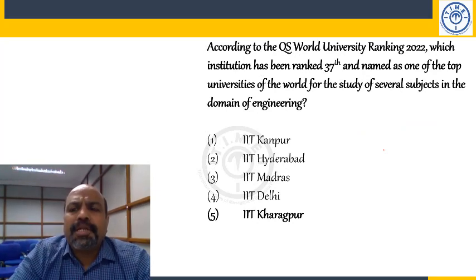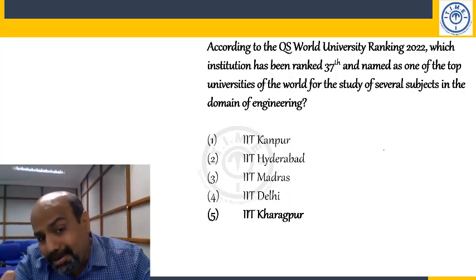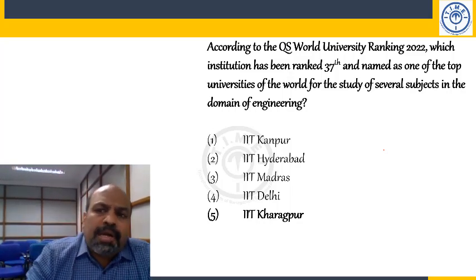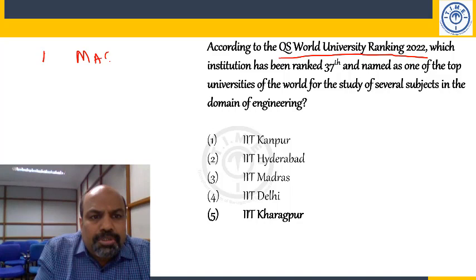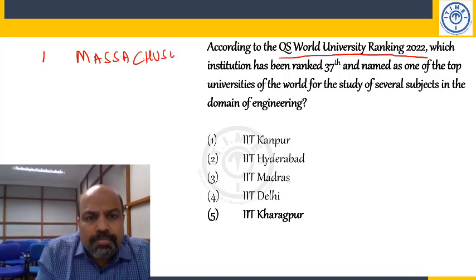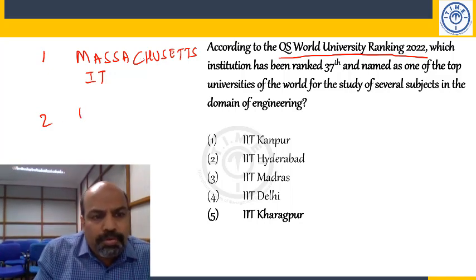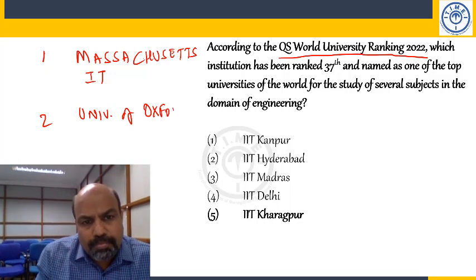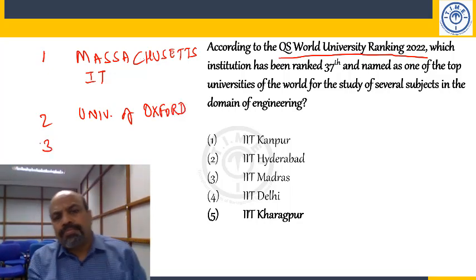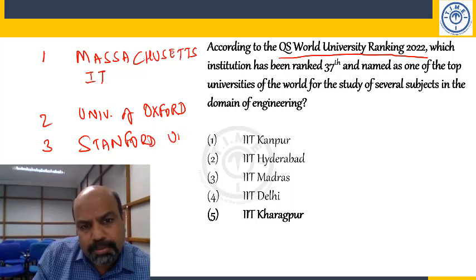According to the QS World University Ranking 2022, which institution has been ranked 37th and named as one of the top universities of the world for the study of several subjects in the domain of engineering? IIT Kharagpur. I want you to write this. QS World University Ranking 2022, top 3: one, Massachusetts Institute of Technology. Next, University of Oxford. Three, Stanford University.